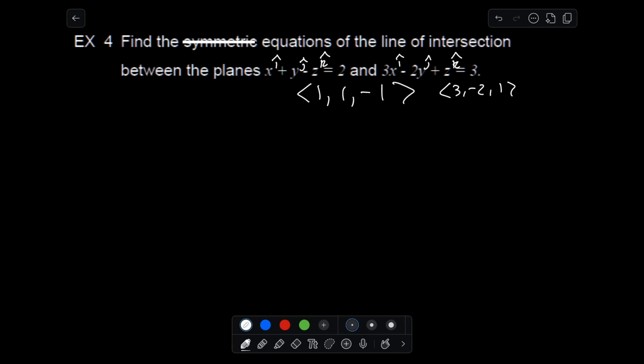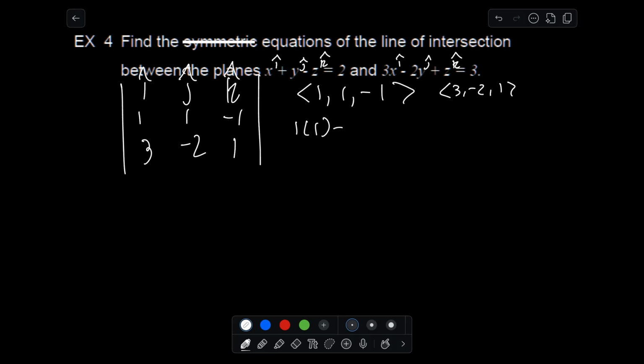Okay, now looking at this one, just another cross product. I'll make this a little bit bigger so it's easier on myself. 1, 1, -1, 3, -2, 1. Okay. So then we're going to get 1 times 1 minus -2 times -1, so then it's going to be equal to -1. So then we get -1 times 1 minus 3 times 1.